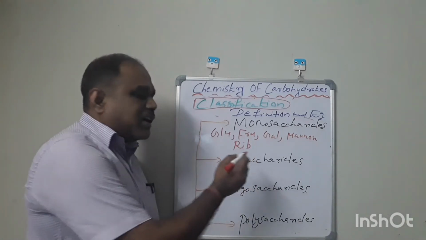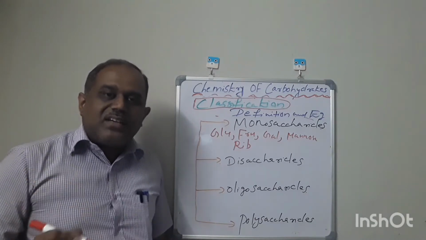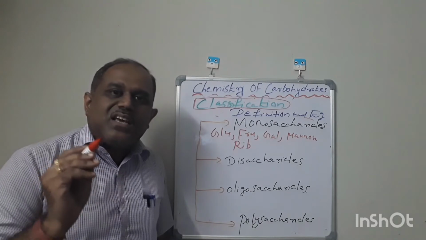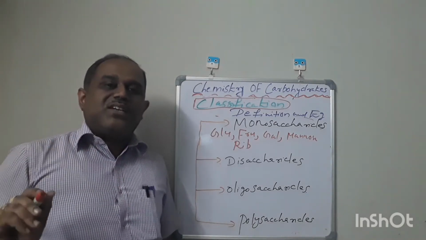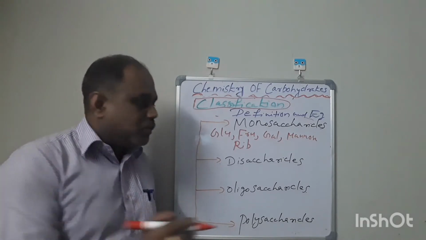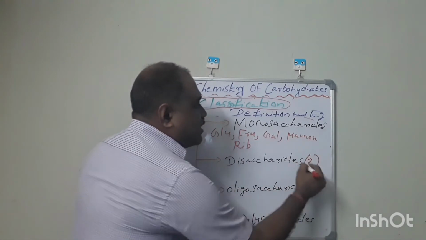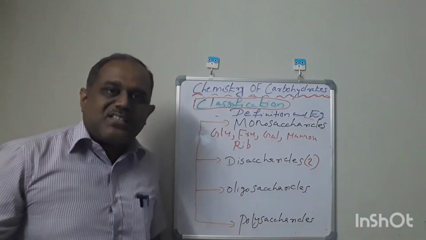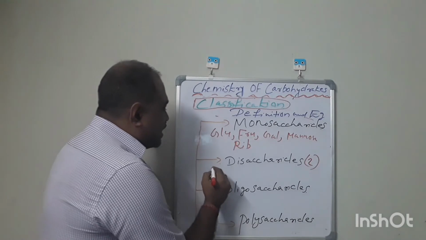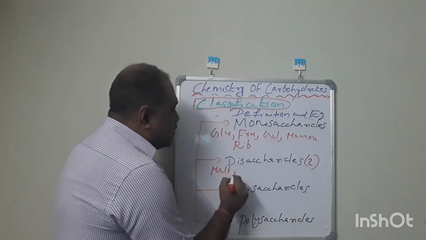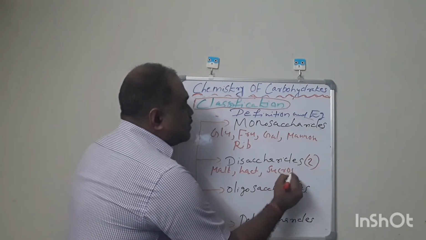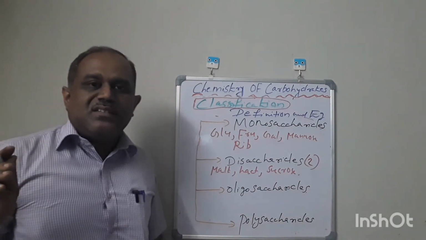Next, disaccharides. How will you define disaccharides? Carbohydrates which on hydrolysis give 2 monosaccharide units are called disaccharides. Di means 2. Examples for disaccharides: maltose, lactose, sucrose.